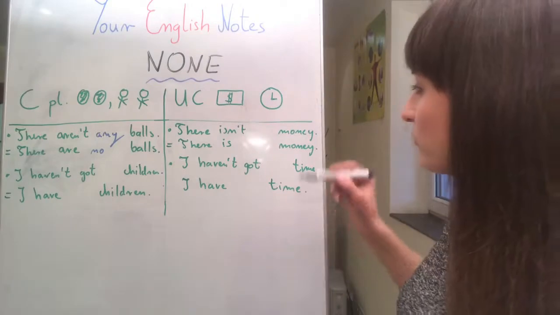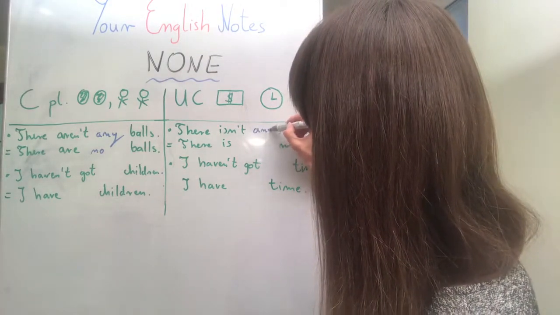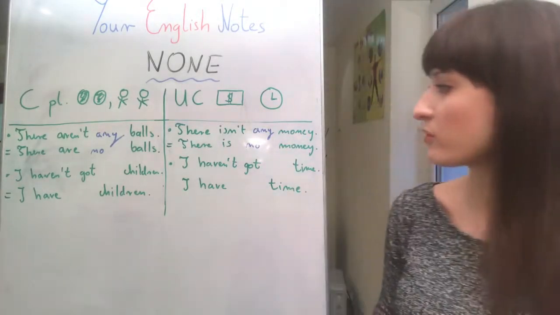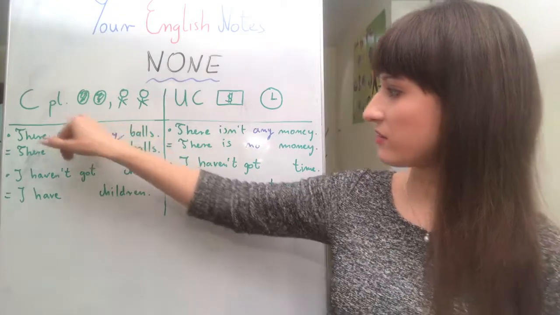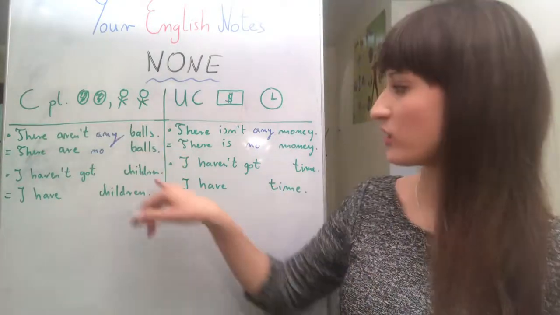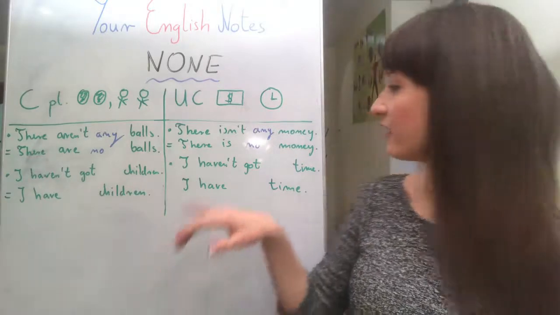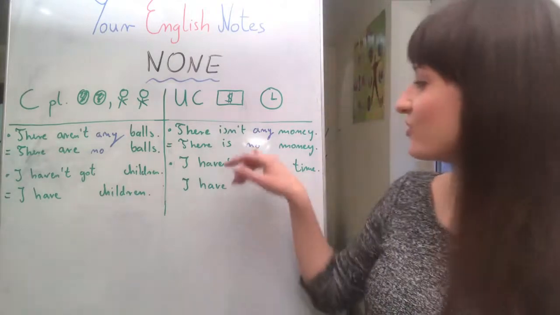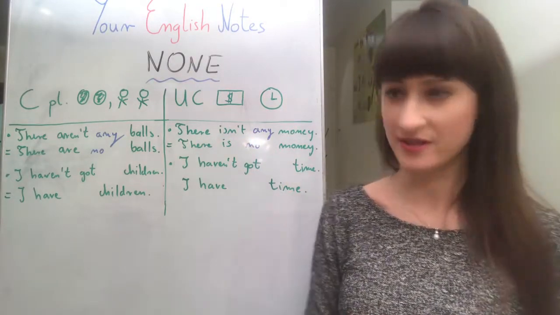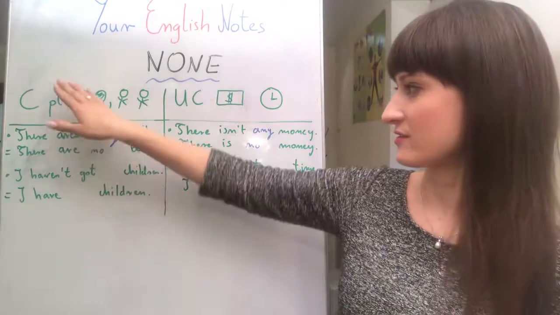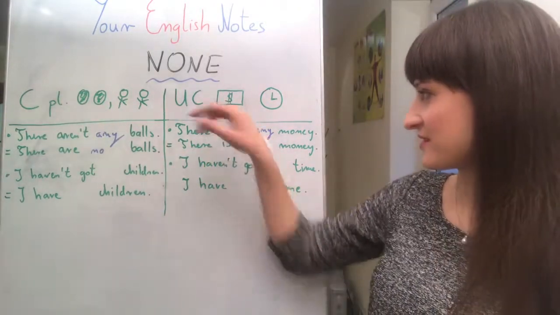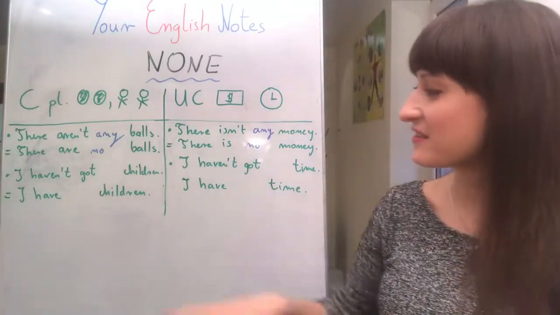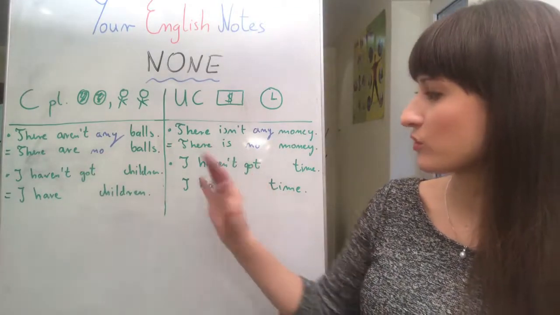And the same with uncountable nouns. There isn't any money and there is no money. Just remember about the form of the verb. When we have any, the form of the verb is negative. When we have no, it's positive. The same here, there isn't any money, so the form of the verb is negative, and here the form of the verb is positive. There is no money. And of course are, because it's countable, and is because it's uncountable, and the form of the verb is like with singulars.